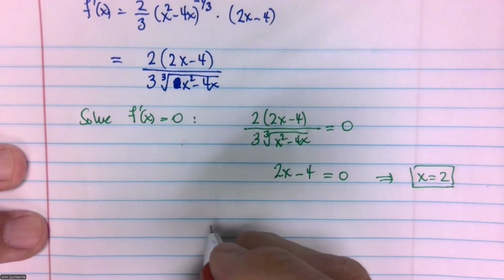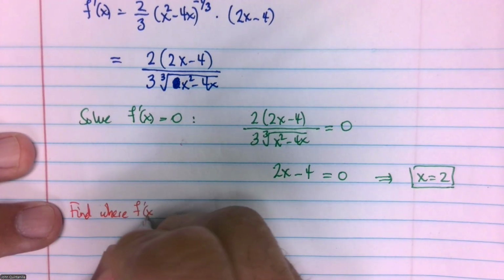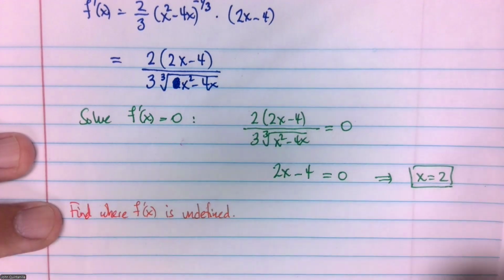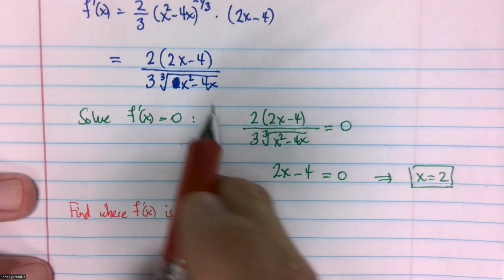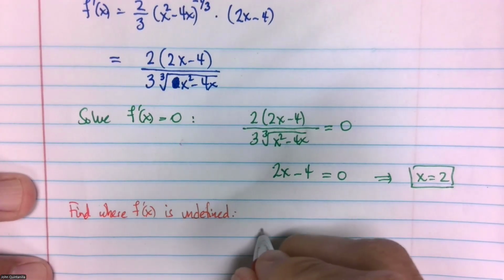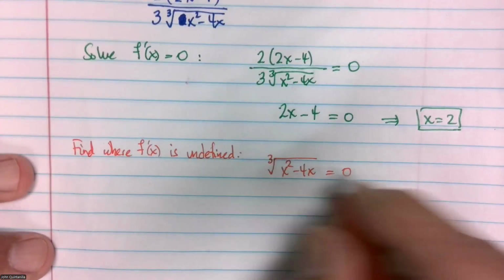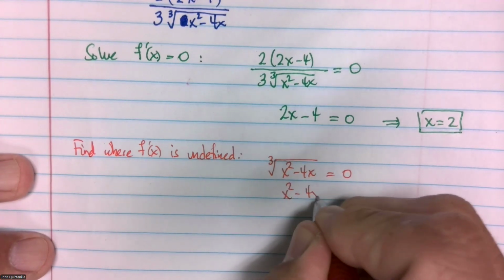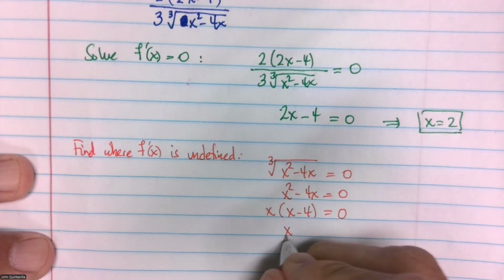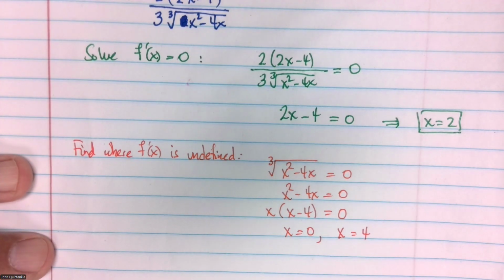Now I'm not done yet. I have to find where f prime of x is undefined. And so this is going to be undefined where the denominator is equal to 0. And so I need to have that the cube root of x squared minus 4x equals 0. Okay, cube both sides, I get x squared minus 4x equals 0. So x times x minus 4 equals 0. And so I have two places where the derivative is undefined, x equals 0 and x equals 4.